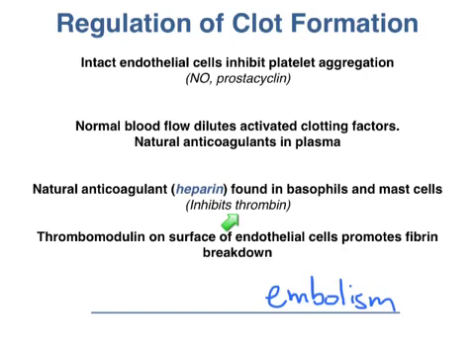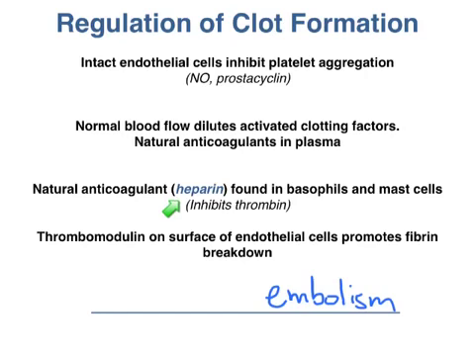Lastly, if you do get a clot forming, endothelial cells express a molecule called thrombomodulin. Thrombomodulin causes thrombin to activate protein C, which stimulates formation of plasmin, which, remember, is the enzyme that breaks down fibrin. So intact endothelial cells help out in controlling clot formation. Normal blood flow and natural anticoagulants in the blood limit clot formation. And basophils and mast cells help limit clot formation as well.